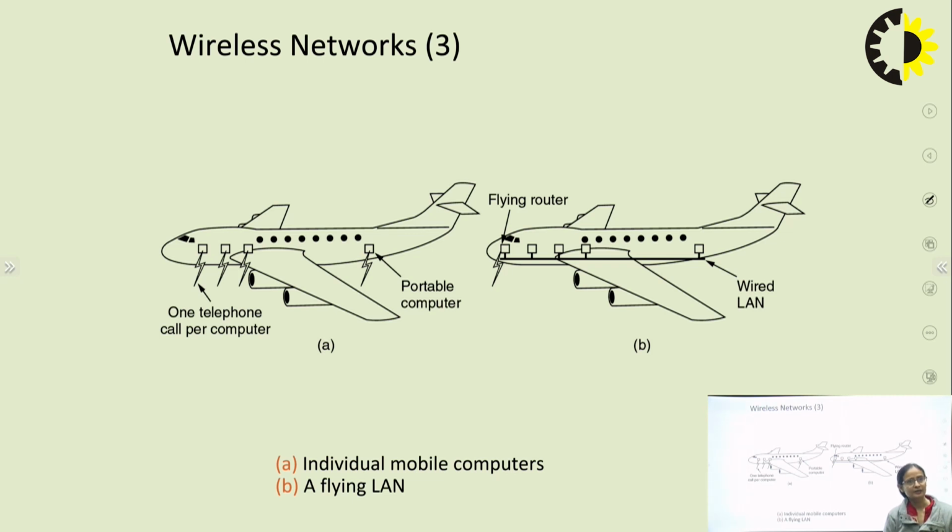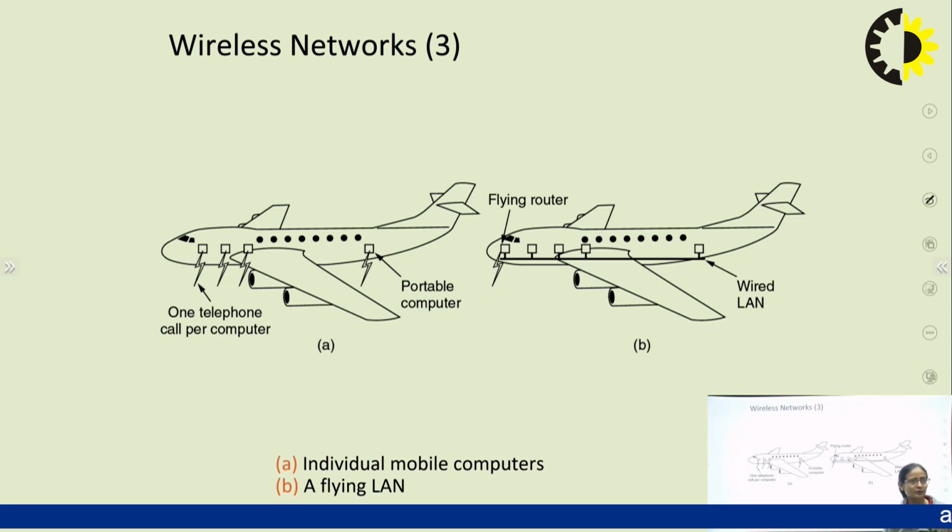This is wireless network. In the first figure, it is showing the individual mobile computers, one telephone call per computer, and here we have the portable computer. In the case of a flying LAN, a LAN can be formed where the router is installed within the aeroplane. So here we could have the flying LAN.